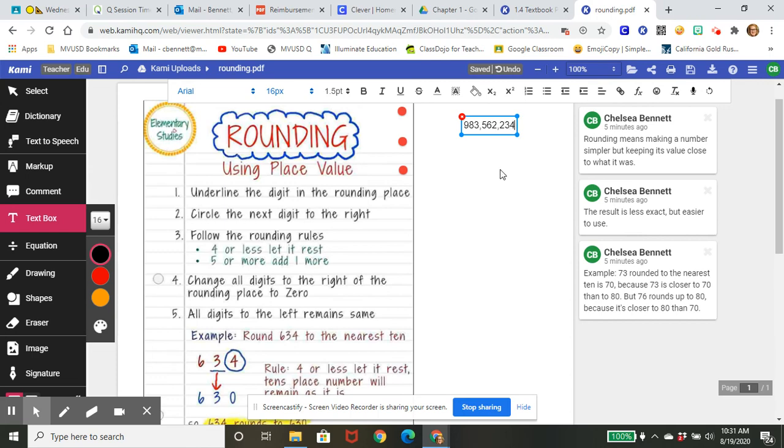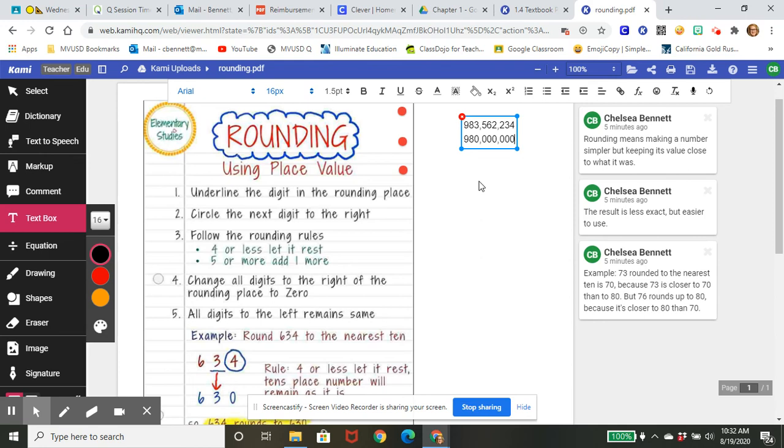983,562,234. Whew. Okay. So what I want to do is I want to round this number up or down. I want to find a number that is close to it, but is simpler and easier to say. Okay, so what I can figure out, and I'll show you how to figure this out, is that this number is close to 980 million.